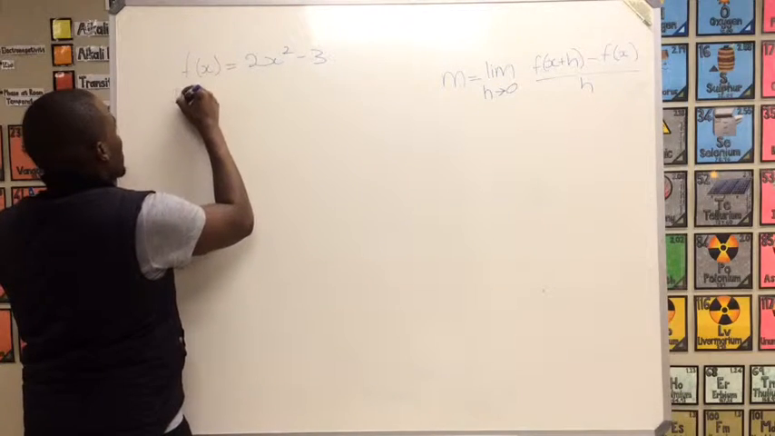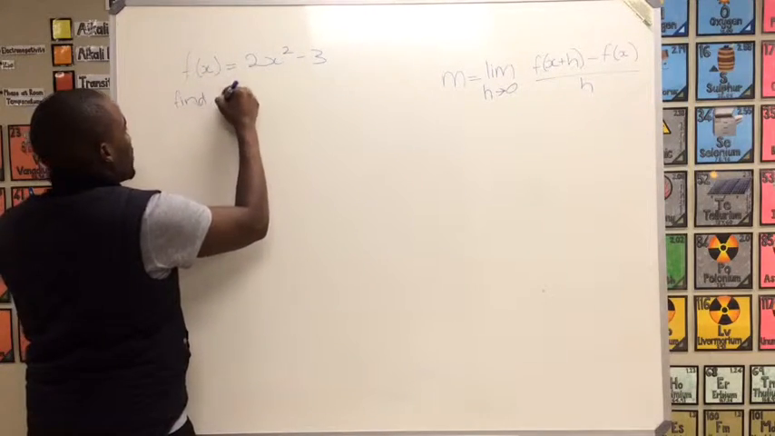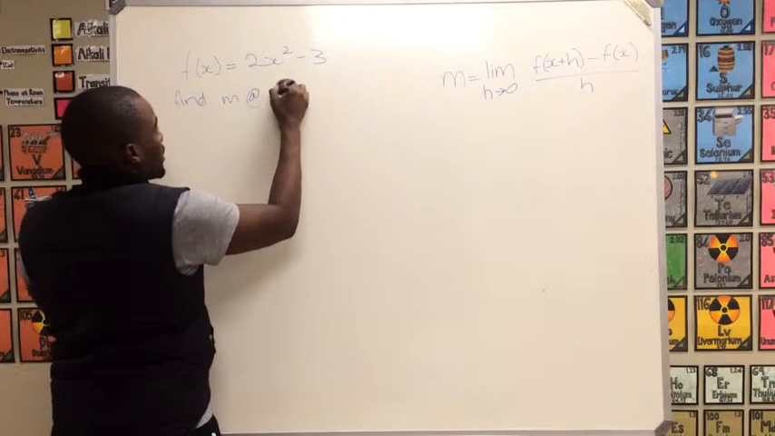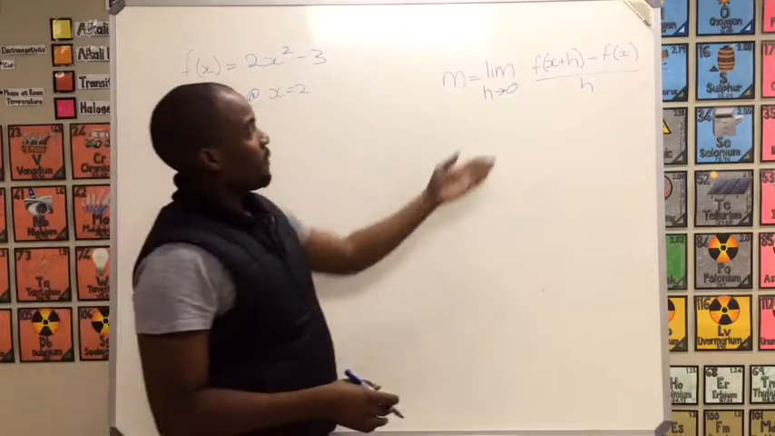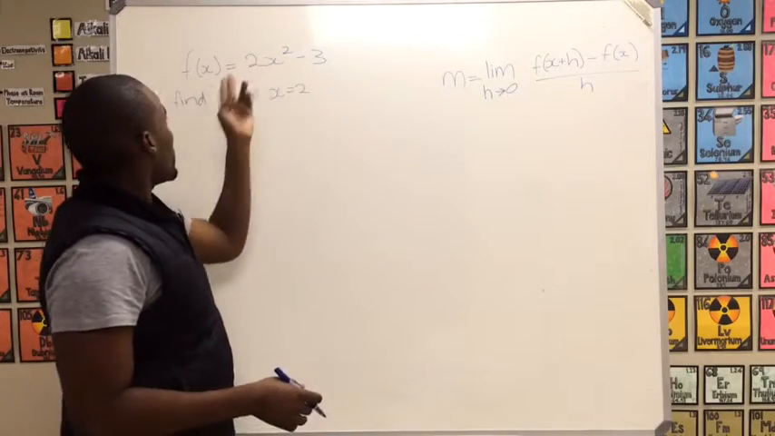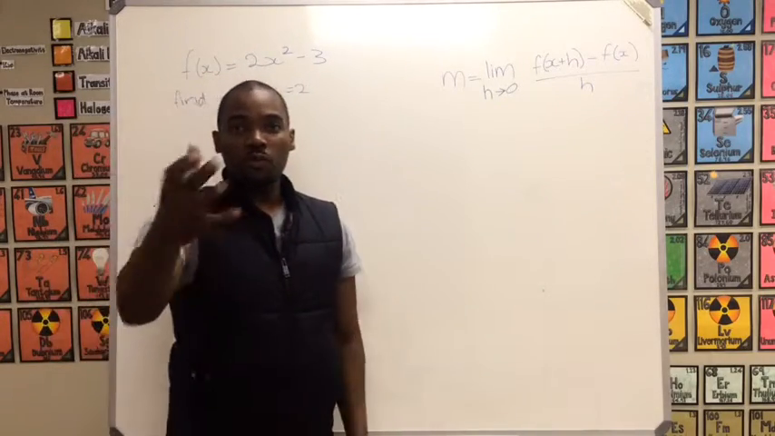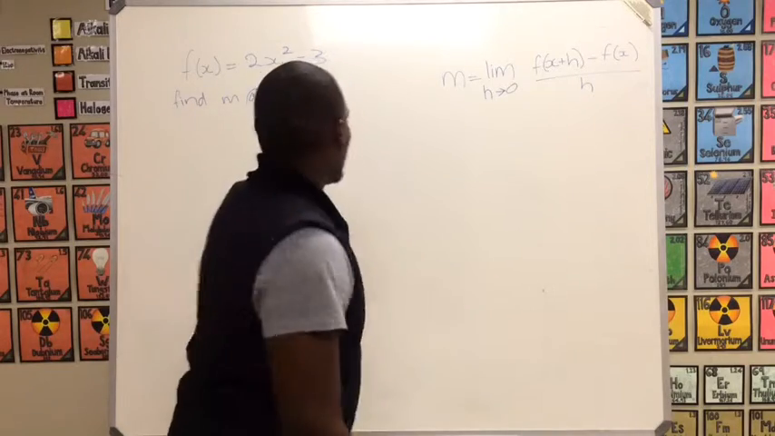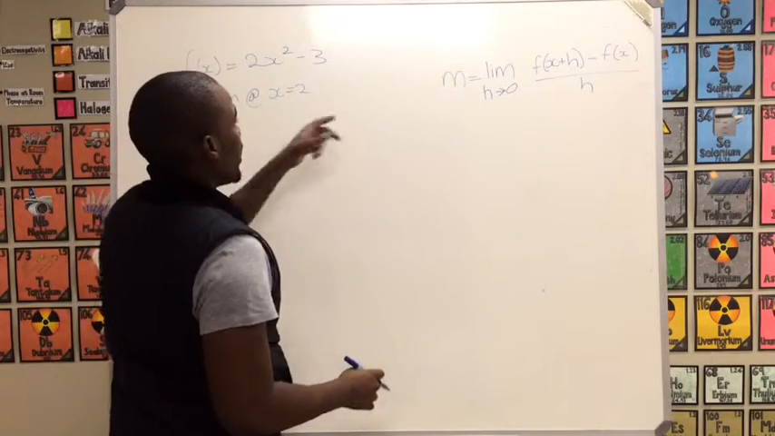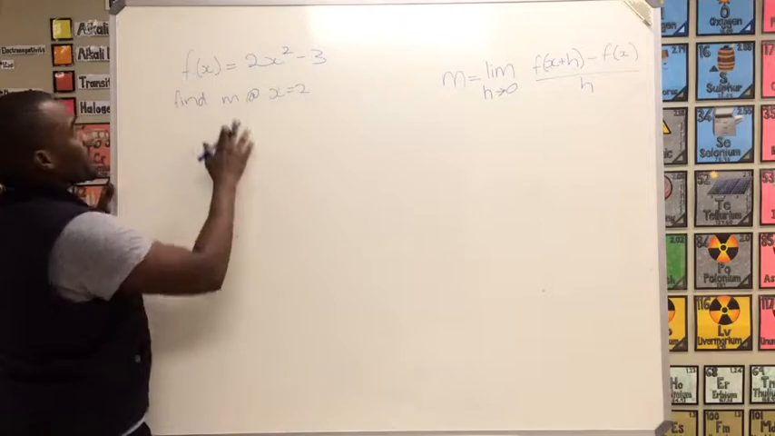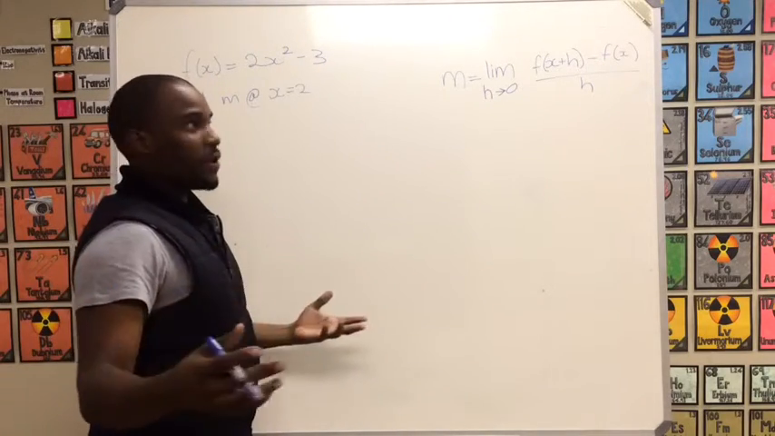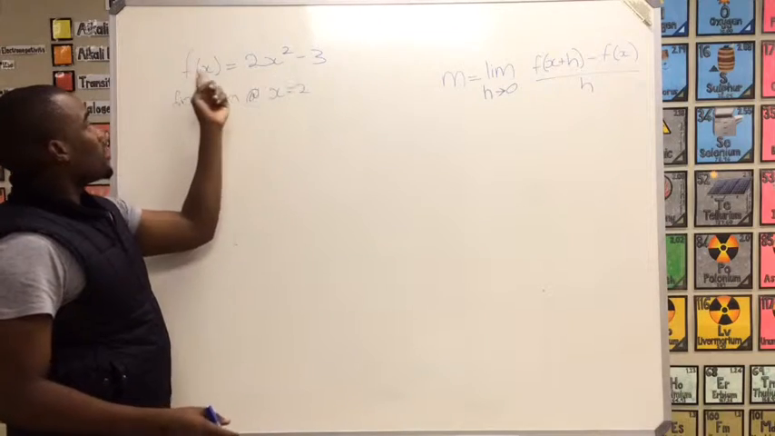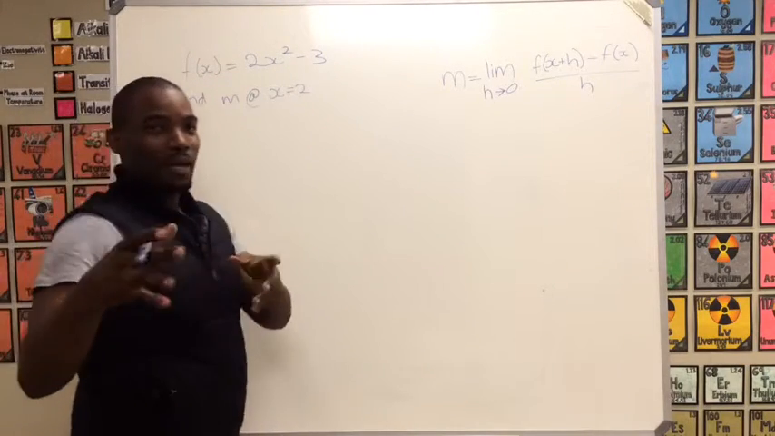So let's find my m at x is equal to 2. That's simple. All we do is we apply the first principles now to my equation and then sub in x is equal to 2, and that's what will give us our gradient at x is equal to 2. So first of all, before I can apply that equation, I do a few things. I've got my f of x. What I'm going to find is my f of x plus h. That is simple. All that is, wherever you see x, replace that with an x plus h.